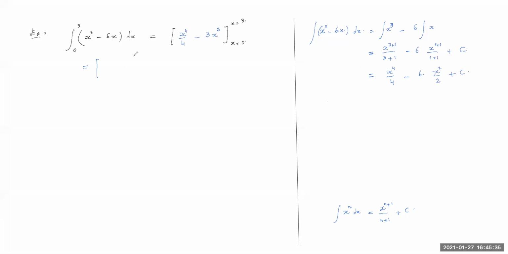Okay, so you will have 3 power 4 over 4 minus 3 times 3 power 2. Okay, minus. Then open, don't forget the brackets so that you don't make mistakes. So 0. Here it's 0 power 4 over 4 minus 3 times 0 square. Okay, so this quantity is 0.